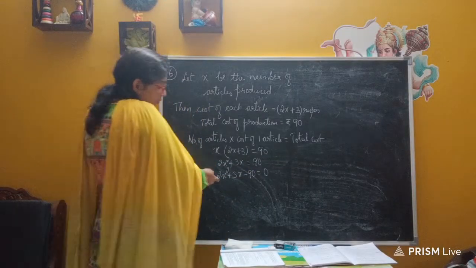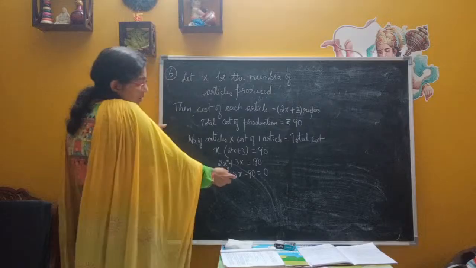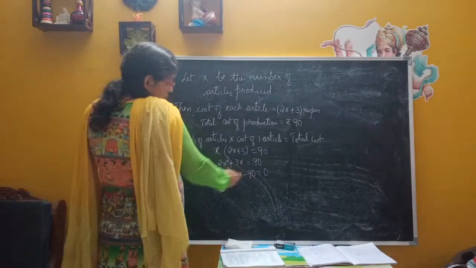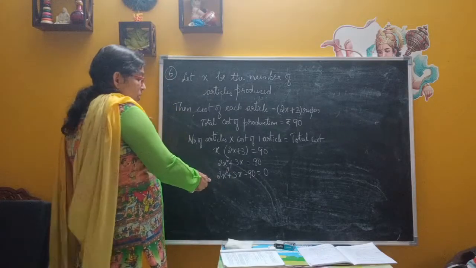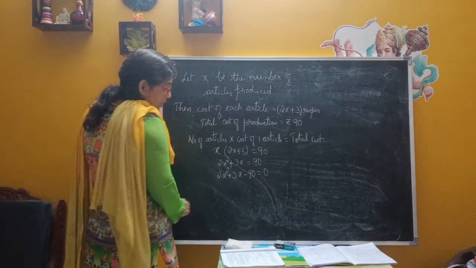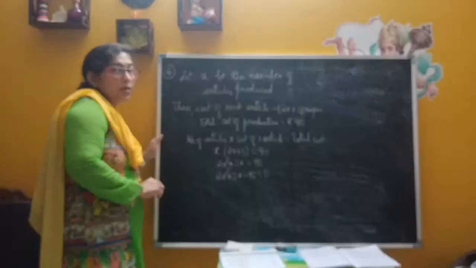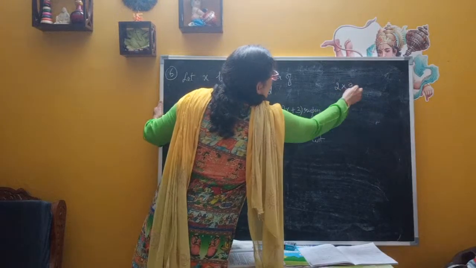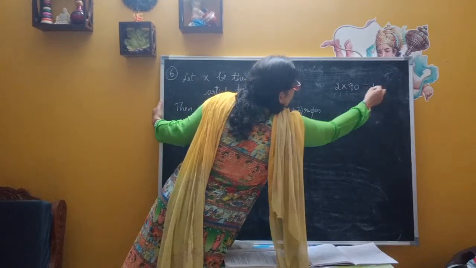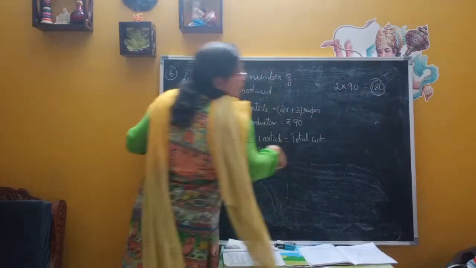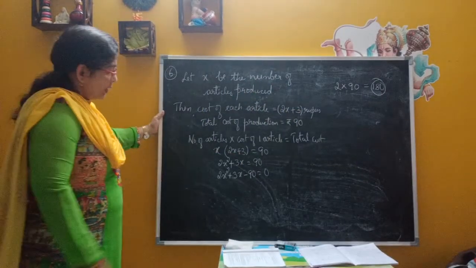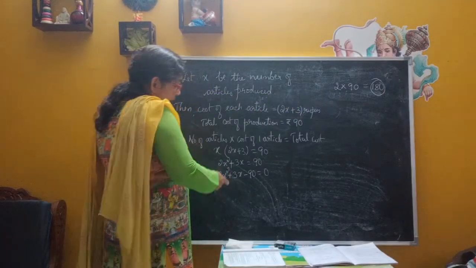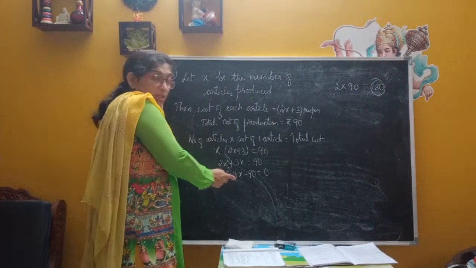Now can we simplify the equation? No, it is not possible because here we have 3. Okay, now how do you solve it? We have coefficient of x square, it is 2. So multiply a and c. 2 into minus 90, what do we get? It is minus 180. So when we multiply, we must get this value, 180, with the minus sign, and when we add them, we should get 3.